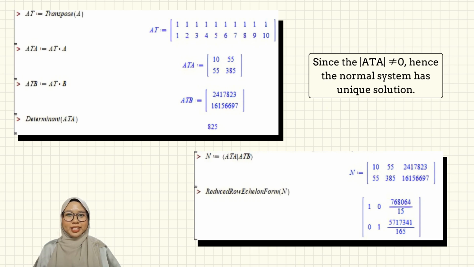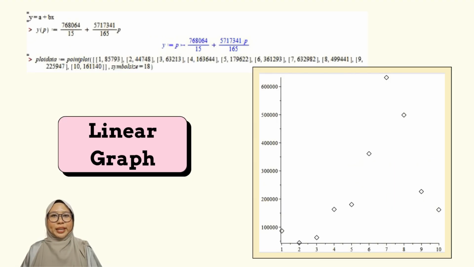We form the augmented matrix N equals A transpose A augmented with A transpose B. Therefore, we apply the reduced row echelon form (RREF) method. This is to find the numerical values for the slope and y-intercept of the best fit line. From the solution, we get the value A is 768,064 over 15 and the value B is equal to 5717341 over 165. Substitute the values of A and B into the linear equation.